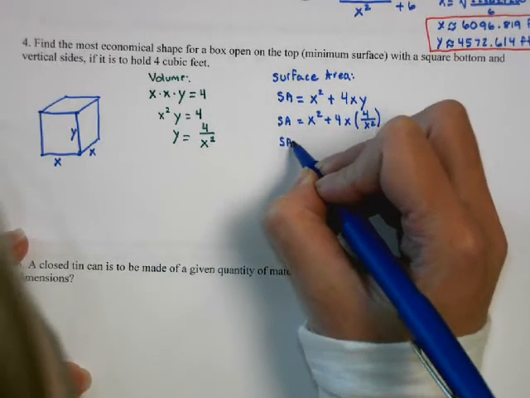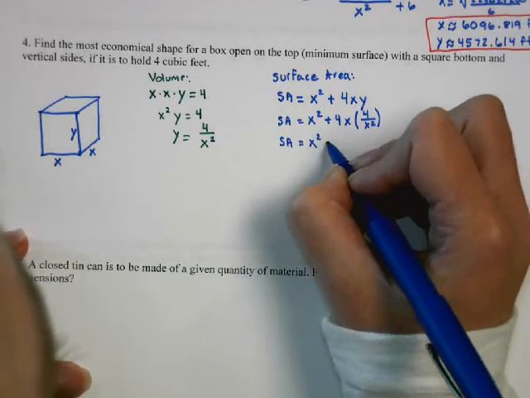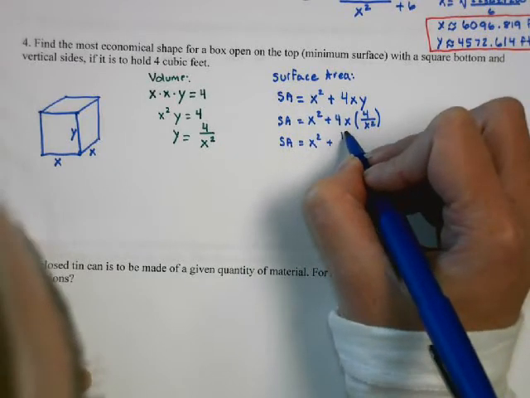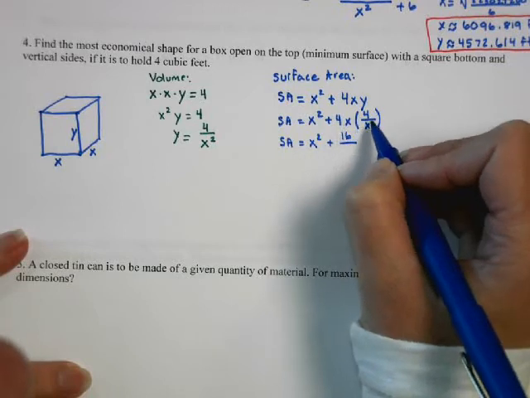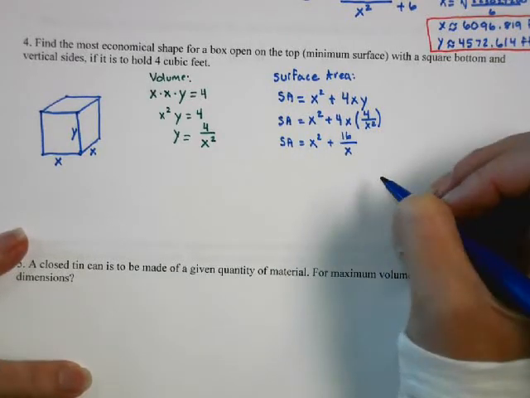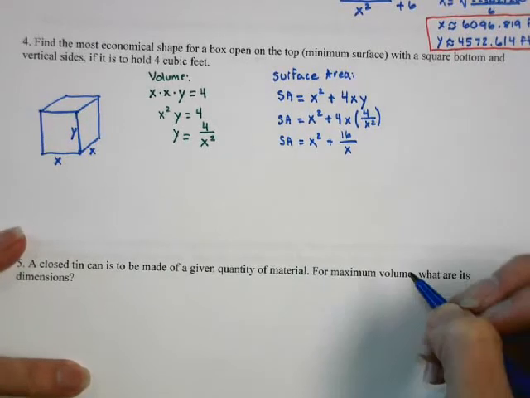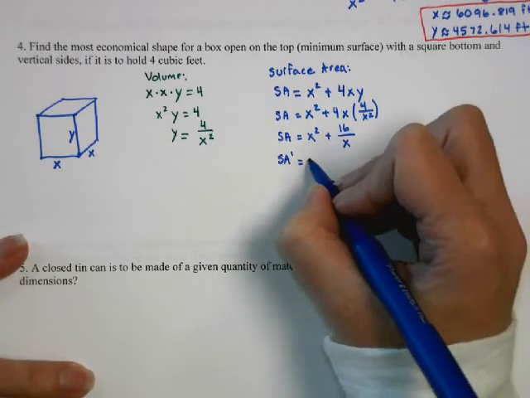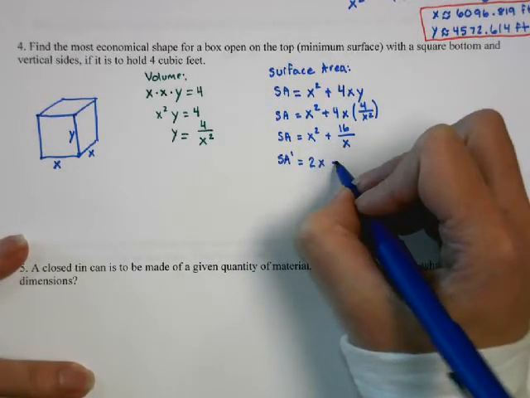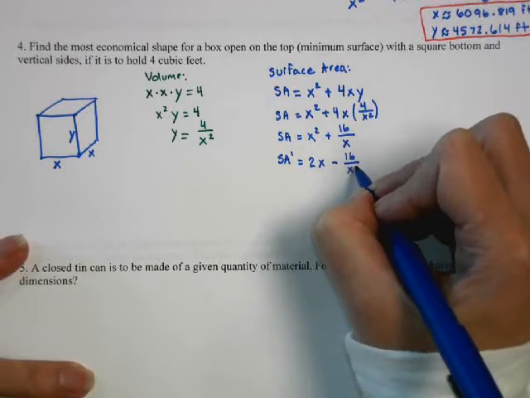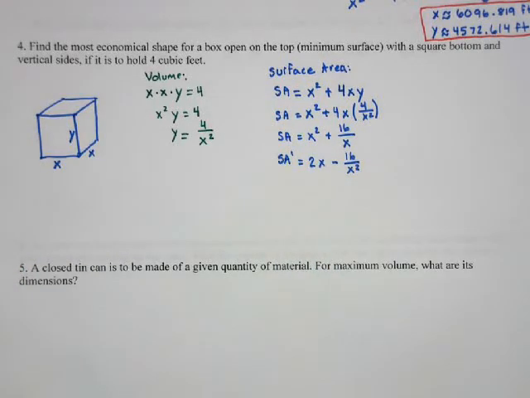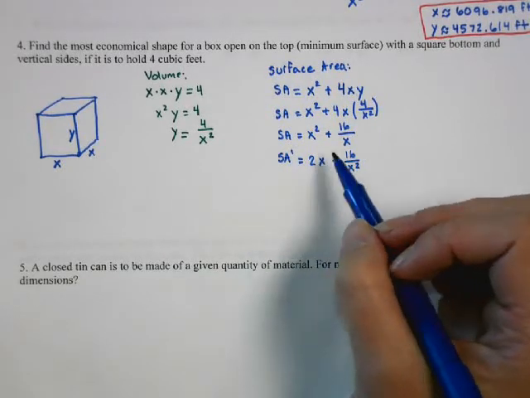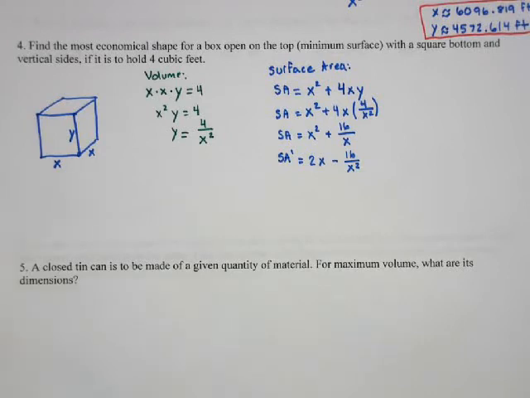Simplify it. So 4 times 4 is 16, and then x divided by x squared is going to give me an x in the denominator there. Now we're going to take that derivative. So the derivative is going to be 2x minus 16 over x squared. Okay, again, if I were to take this derivative, we'd end up with a positive value, which means we are, in fact, finding the minimum.